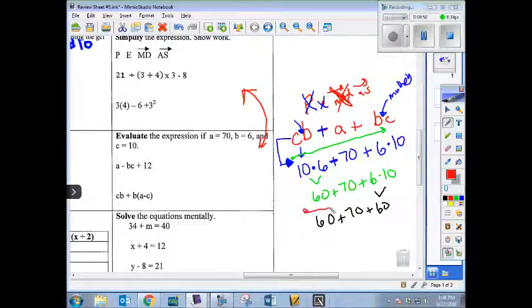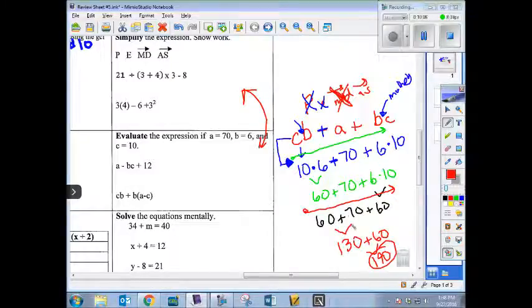Now I'm on to addition or subtraction. A lot of you are going to want to do 60 plus 70 plus 60 and then get an answer. Nope. We do one step and we rewrite it. So I'm going to do that. That's going to be 130, and then 130 plus 60 is going to give me 190.